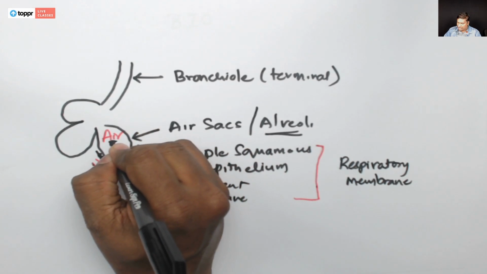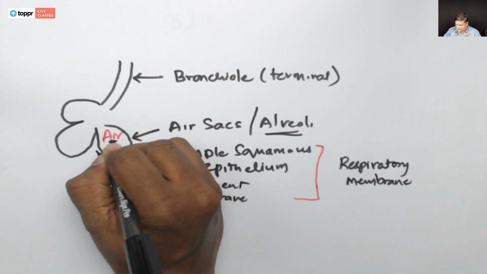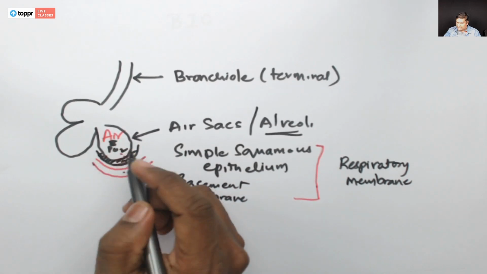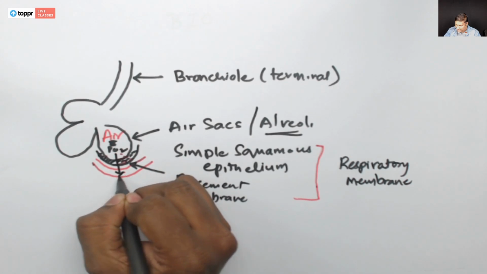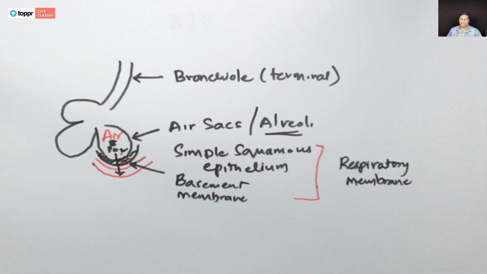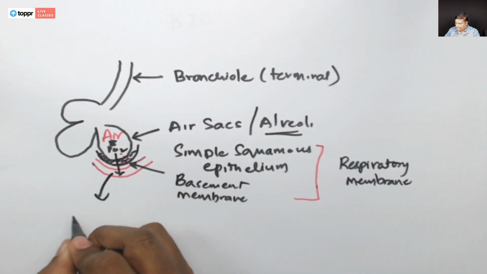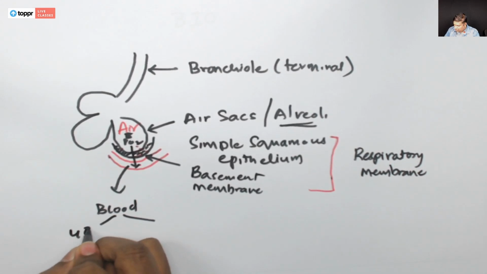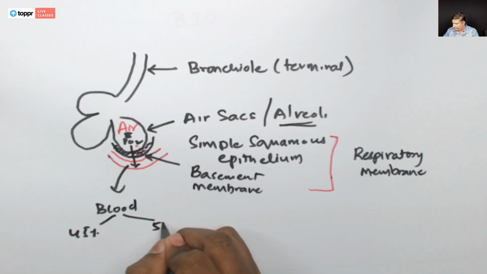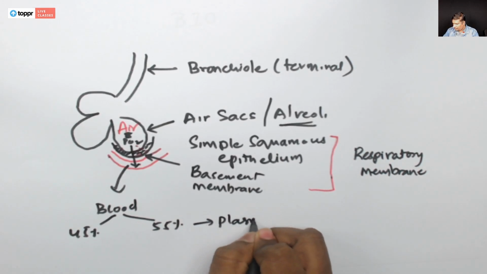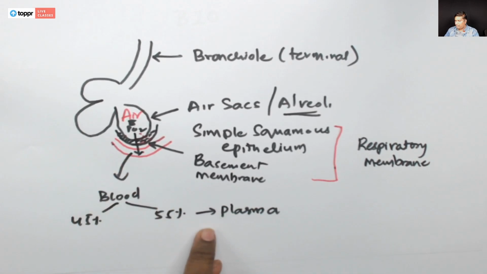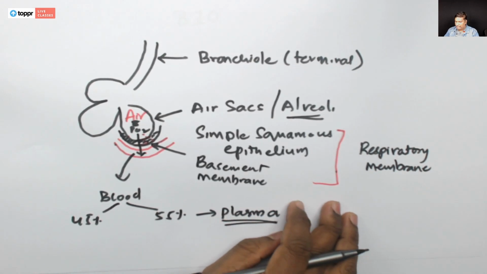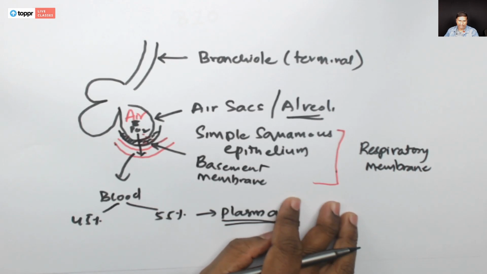So when the partial pressure of oxygen is high in the alveoli, the oxygen will simply diffuse through the respiratory membrane directly into the capillaries. Now what do we have in these capillaries? We have blood. Now what is blood? 45% of blood is the formed elements and 55% is plasma, a liquid with many proteins and all. Almost 95% of plasma is simple water, nothing else.